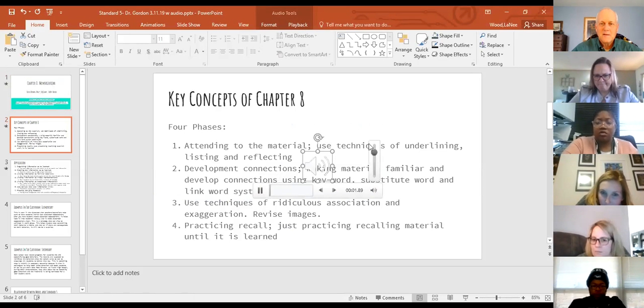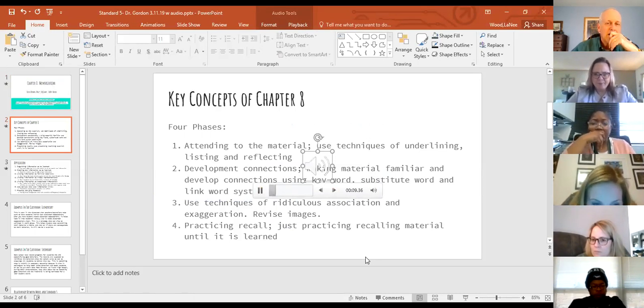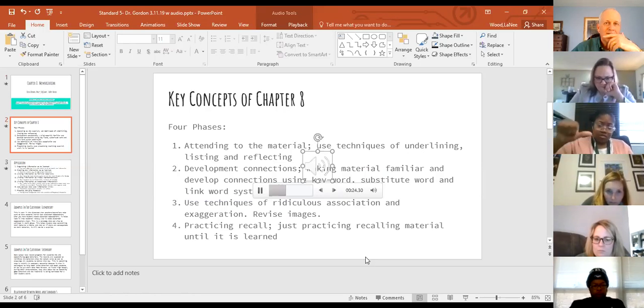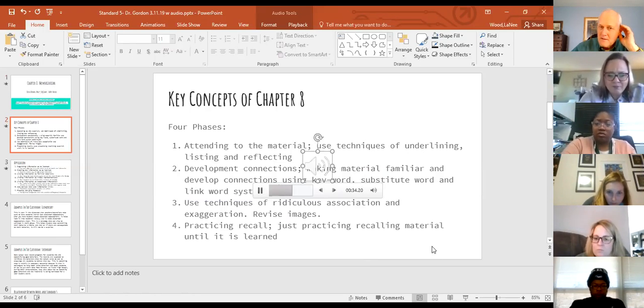Most of you probably remember the key concepts of memorization. These are things that most of us use even currently as adults. So there are 4 phases. The first is getting the material. There are several techniques that you use here, such as underlining. The second one is making the material familiar. You can develop some keywords. The third is using techniques of association and exaggeration.